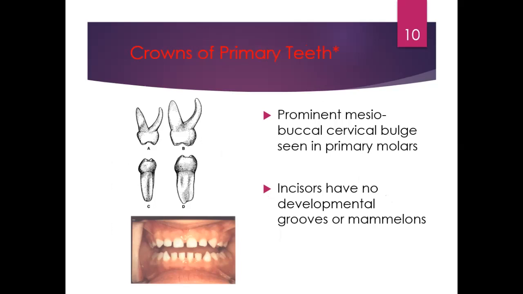Okay, so with primary teeth, you have a more prominent mesiobuccal cervical bulge that you see in the primary molars. So that definitely helps with crowns. The incisors have no developmental grooves or mamelons. You will see the mamelons with permanent teeth. Just let parents know that they will wear down with more eating of roughage types of foods, like apples, carrots, celery, things of that nature. They will start to even out.